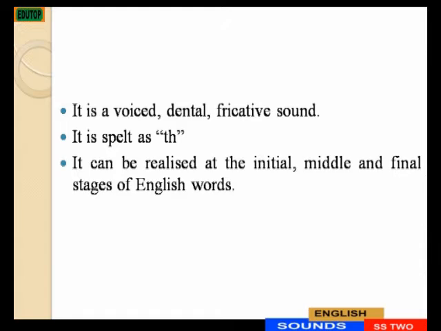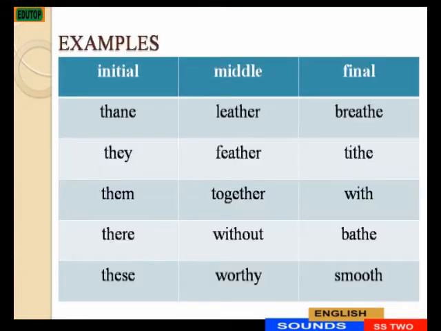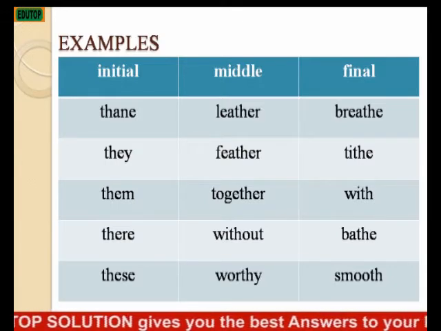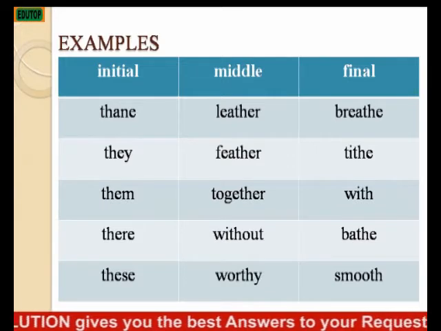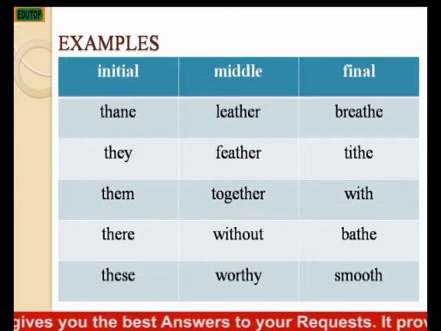It is a voiced dental fricative sound with the spelling th. It can be realized at the initial, middle, and final positions of English words. Examples: them, they, there, this. At the middle: leather, feather, together, without, worthy. Final: breathe, tithe, with, bathe, smooth, etc.